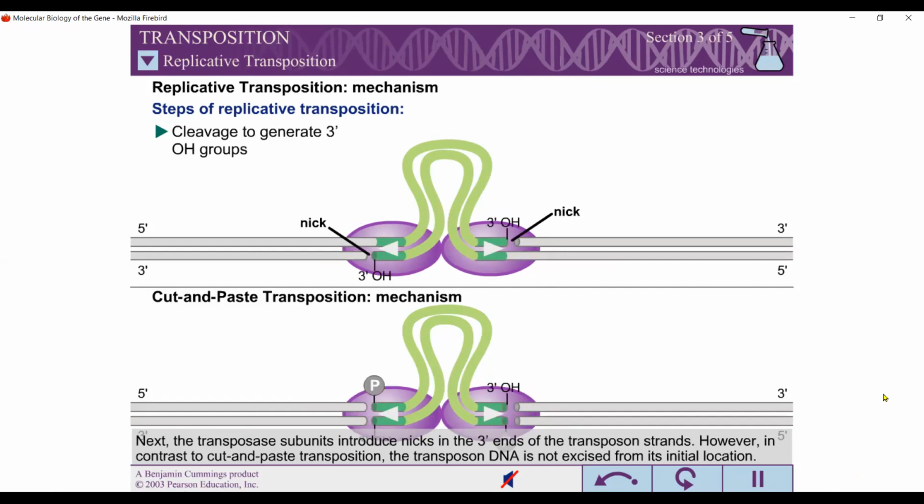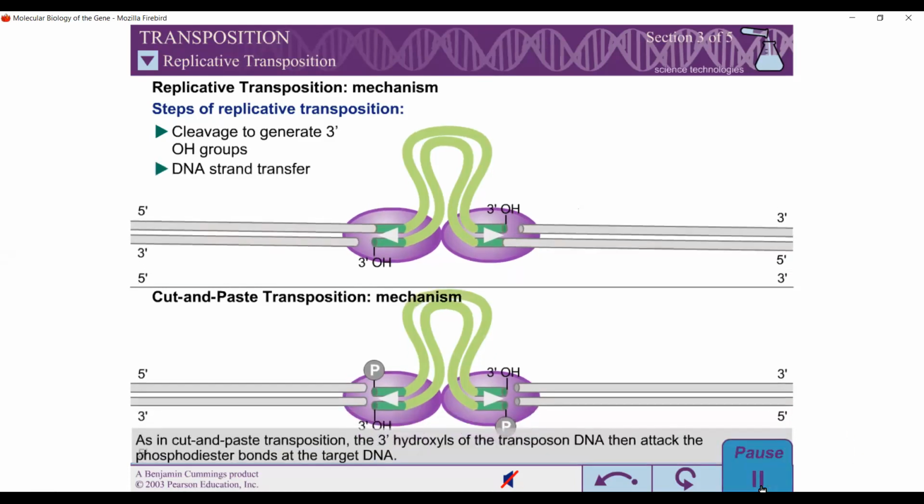The difference here would be, if you remember, in case of cut and paste, you can see both ends have been nicked off. But in case of replicative, it's only the 3' OH end that has been cleaved off. The other end remains attached to the other donor DNA strand. So this is the first difference that you should note. Here the transposon is separated from both the DNA strands. Here you can see there is only this 3' OH nick. The other DNA strand is not excised from its initial location.